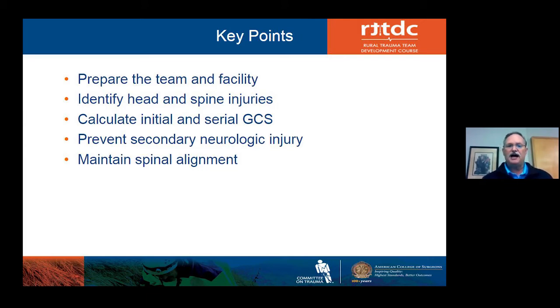All right. Kind of reiterating the key points: prepare the team and the facility, ideally having those charts for the GCS, vital signs, dermatomes, and rapid sequence intubation medications, which are all good things to have readily available in your facility. Identify head and spine injuries, calculate initial and serial Glasgow Coma Scales, prevent secondary neurologic injury, and maintain spinal alignment.